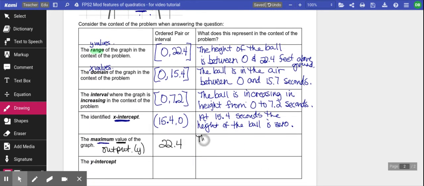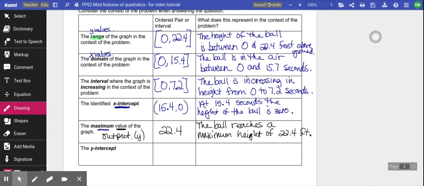So the ball reaches a maximum height of 22.4 feet.